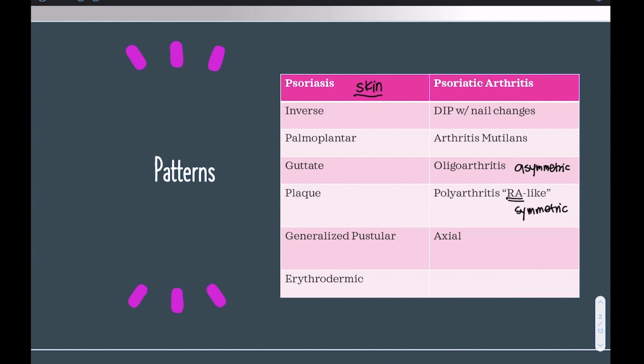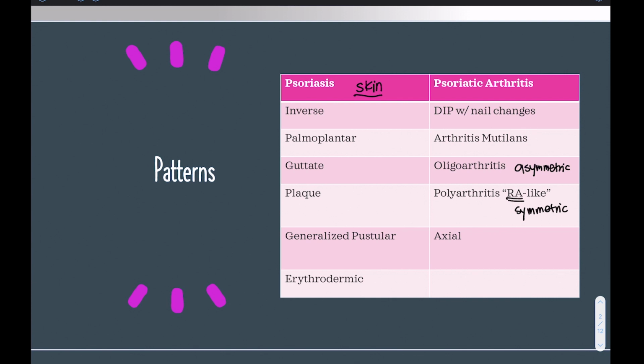First, the inverse kind, which will appear mainly in the intertriginous areas of the body, such as the armpits, under the breasts, groins, and so on. Palmoplantar type, as you can guess from the name, will appear on the hands and feet of the patients, and they could appear as red macules or pustules.